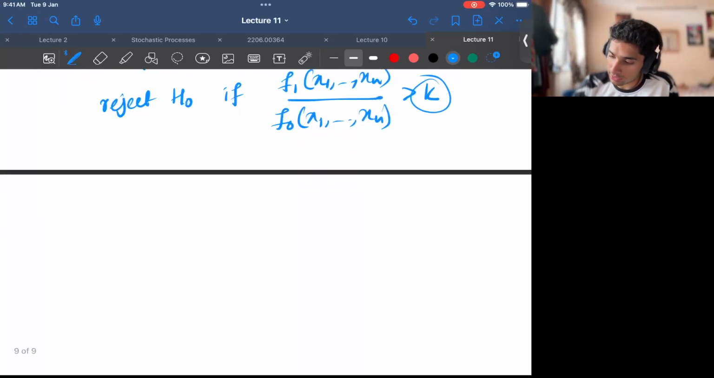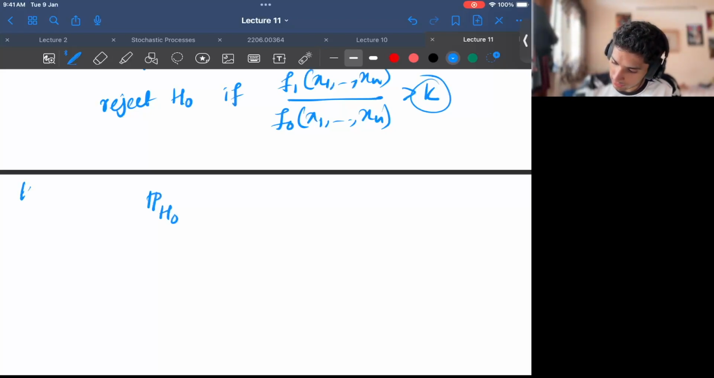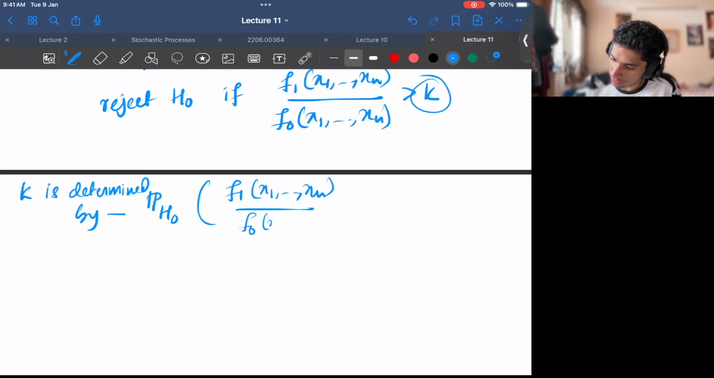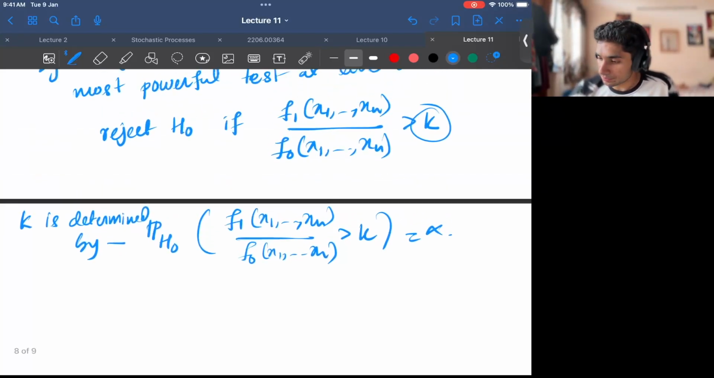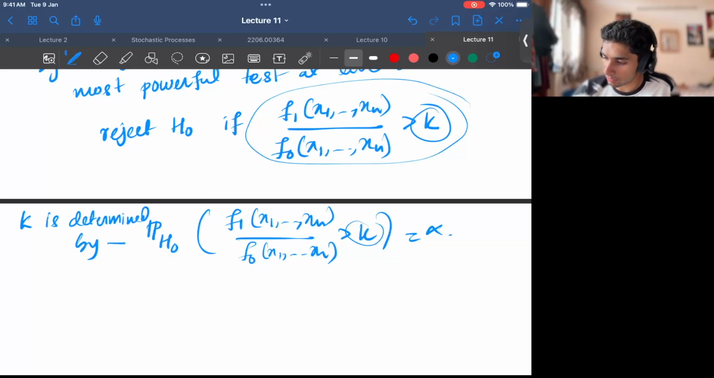Remember that k is determined by this thing. Probability under H naught of f1 of x1 till xn by f naught of x1 till xn, this thing greater than k, this thing is alpha. So this is the level, right? So what will this thing become now? So this is how you find k, but you have to simplify this further, right?